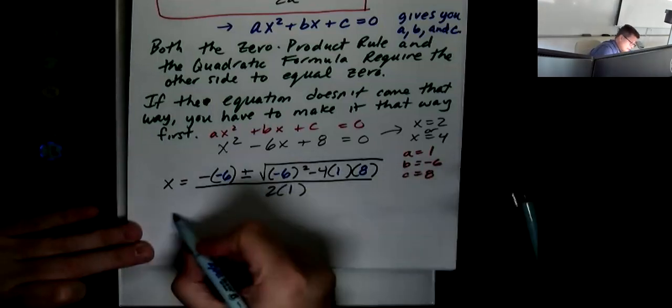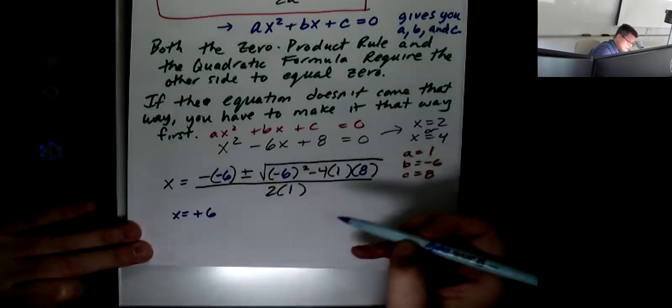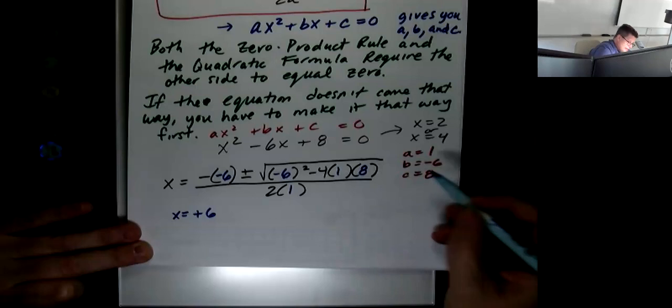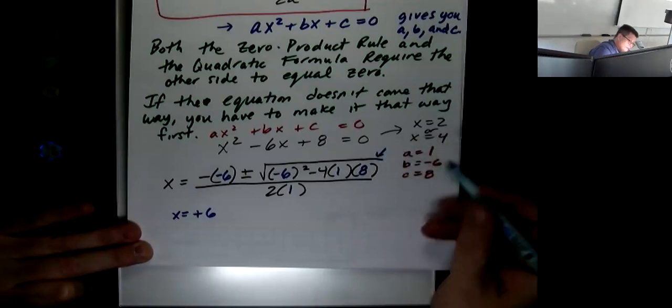Alright, so let's do some cleanup. That becomes a +6. Square roots are like exponents. Square root is a grouping term. Needs to happen first.